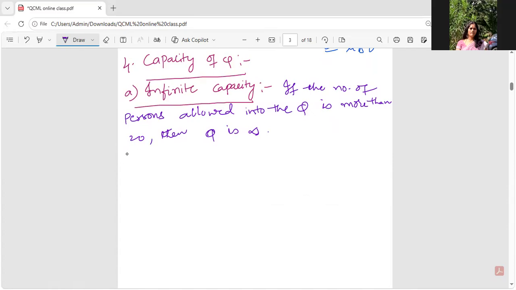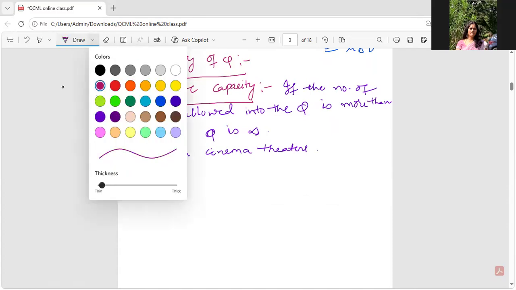Remember, I was telling you about 20? If n is greater than 20, it's a large sample. If n is less than 20, it's a small sample. We have discussed the same thing in testing of hypothesis as well, guys. So an example of more than 20 is the queue in cinema theaters, which can be considered an infinite queue.